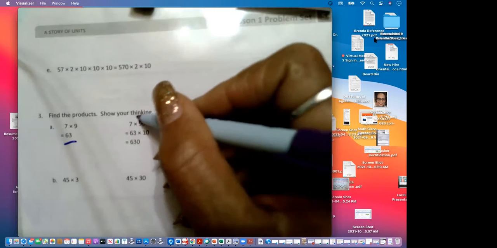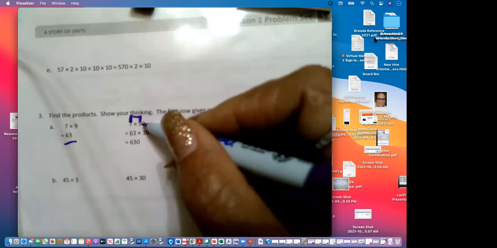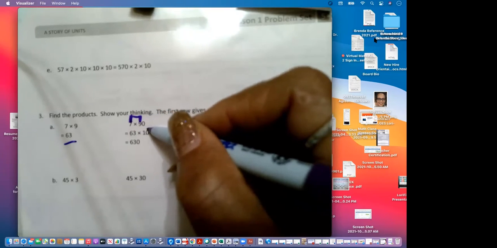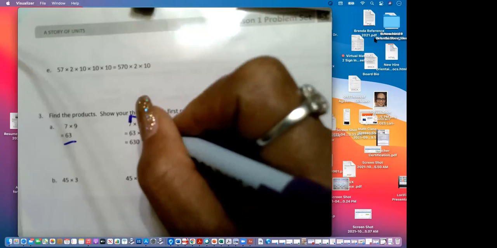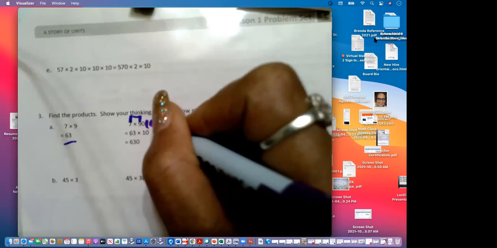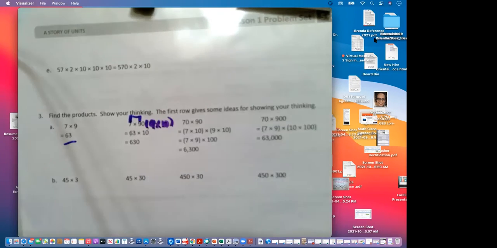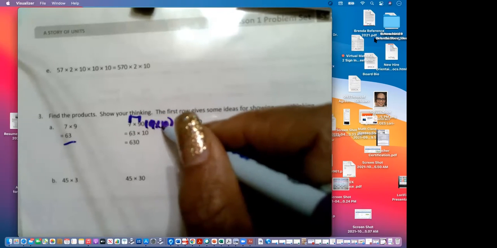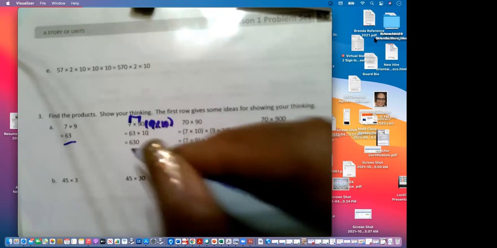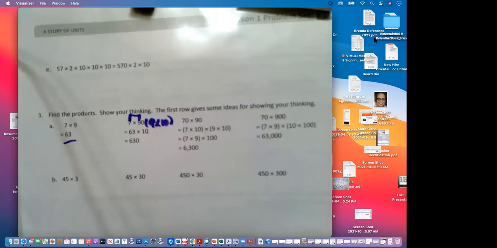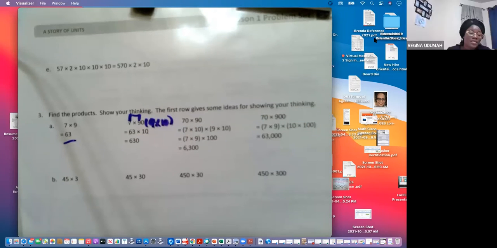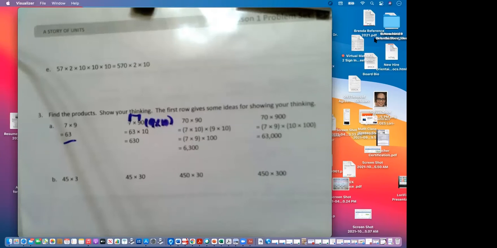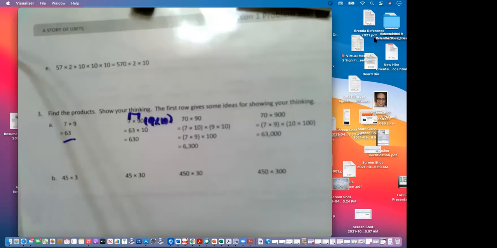Now we have 7 times 90. So we have 7 times 9, which is 63, and then 63 times 10, because let me decompose this. 90 is the same as 9 times 10. So we multiply 9 times 7 to give 63, and then we have 10. So 63 times 10 is 630. Does everybody see that? Yes. See how I decompose 90 to 9 times 10? Okay. Now let's look at the next one.